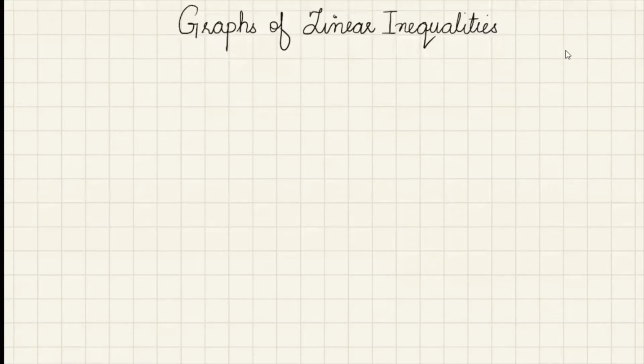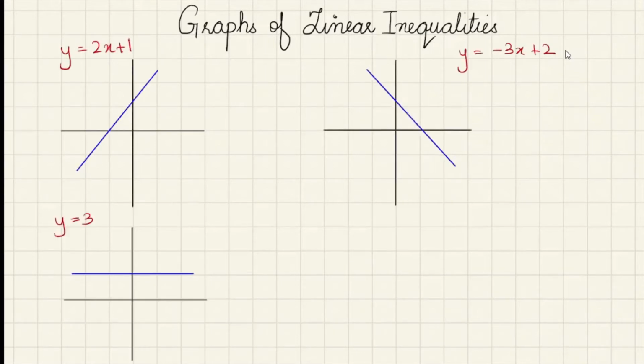Hello everyone. In this video, we will be learning graphs of linear inequalities. There are four different types of graphs that we will be looking into. Number one, a rising graph. Number two, a falling graph. Number three, a horizontal graph. And number four, a vertical graph. In all of these graphs, we will be learning how to shade the less than sign and the greater than sign. Okay, let's look at the first one.